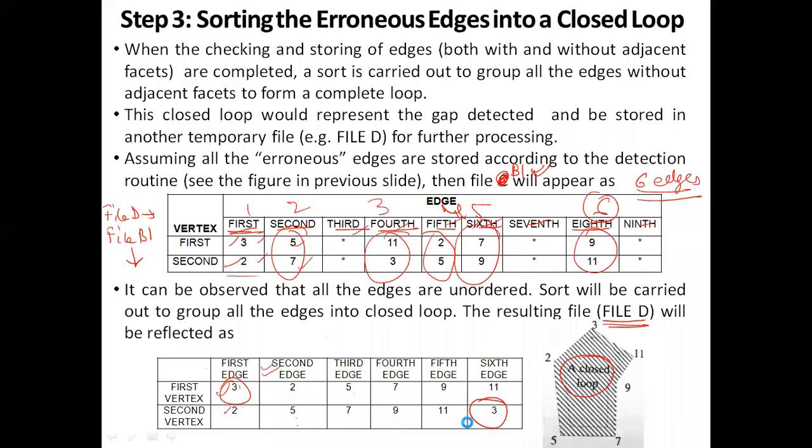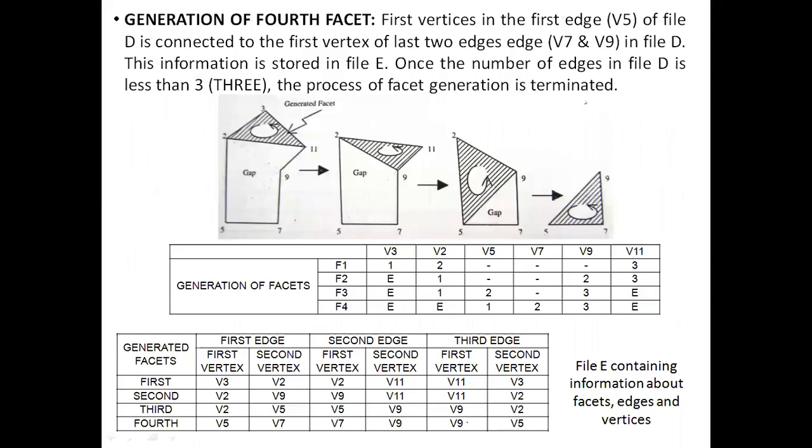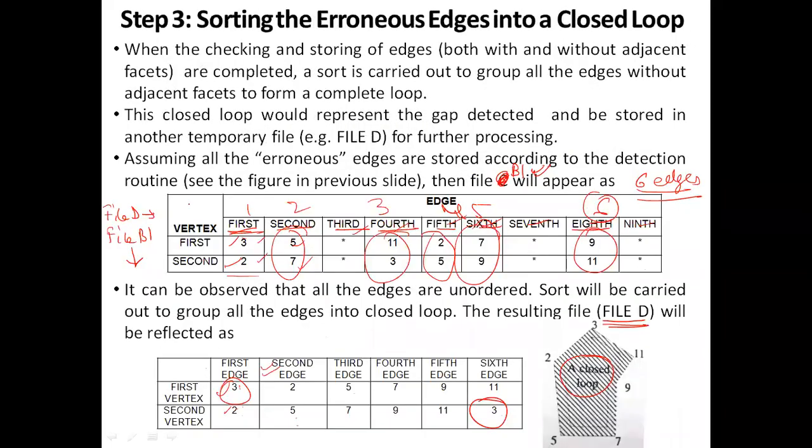Now, once you have got a loop completed, you will start with the generation of the facets. I will explain it from these examples. You have created a file D over here. File D is this structured file. This is called file D.